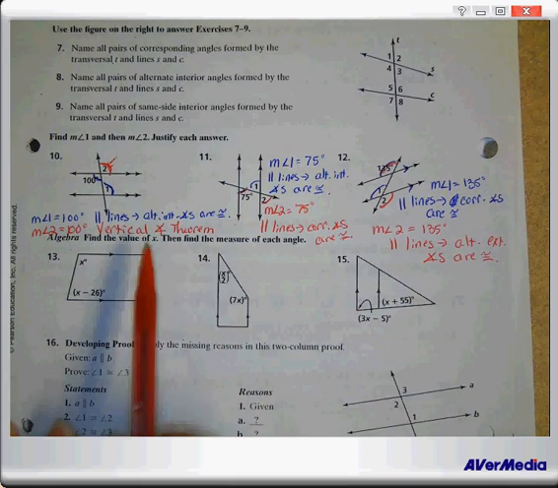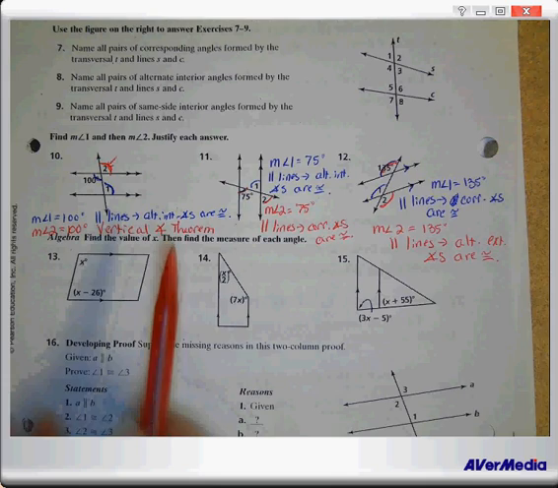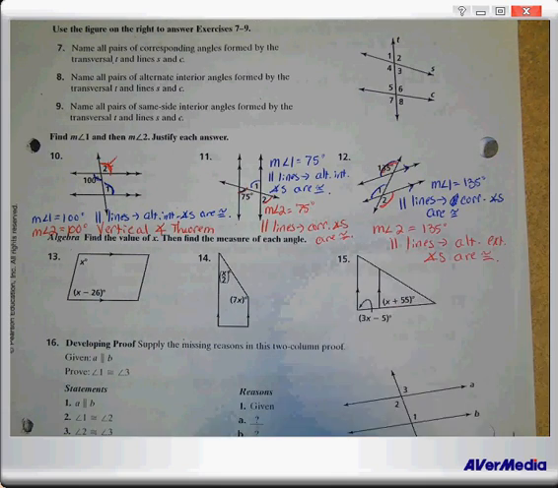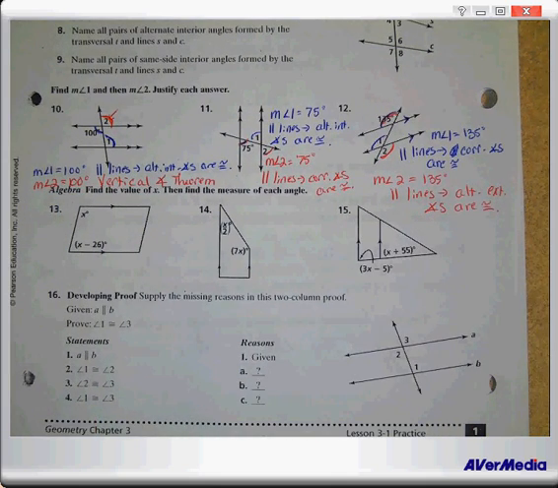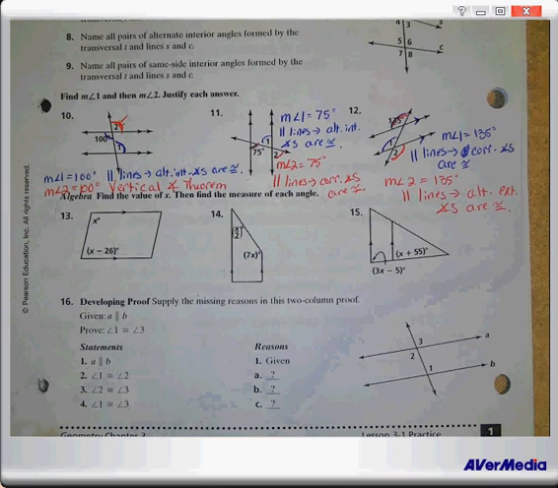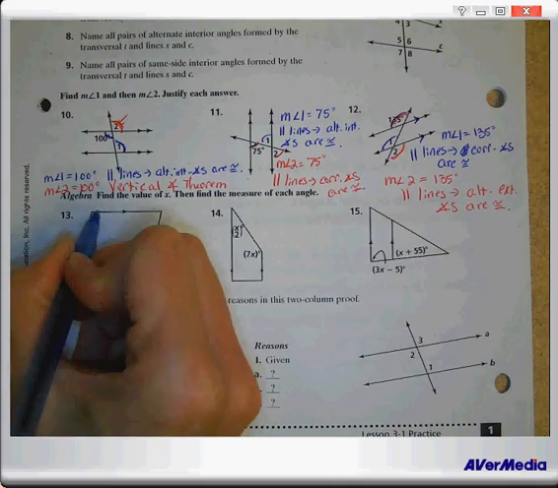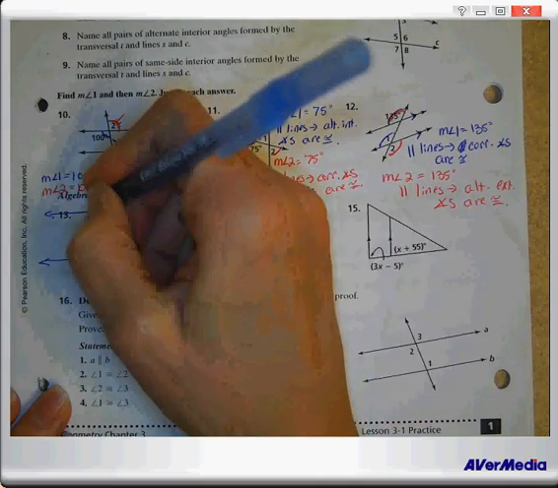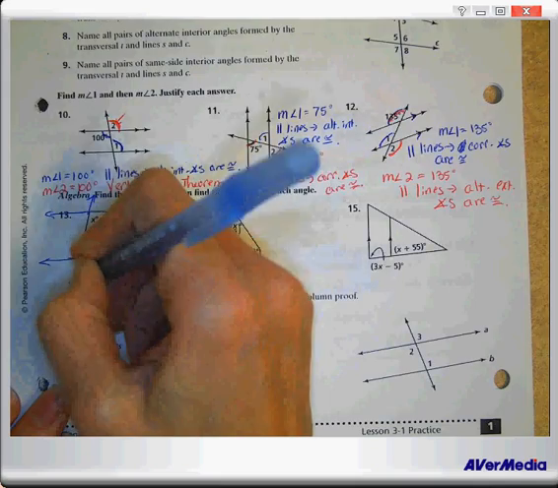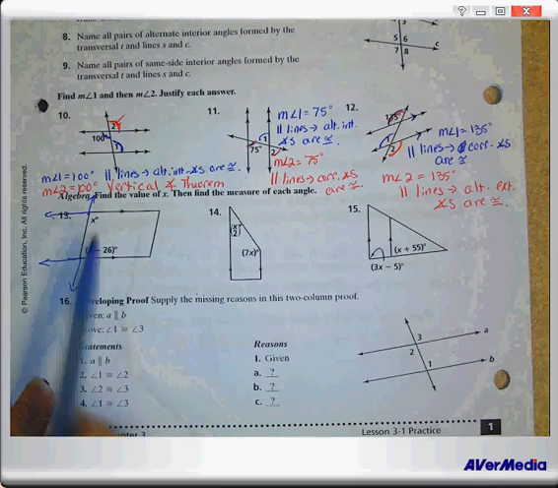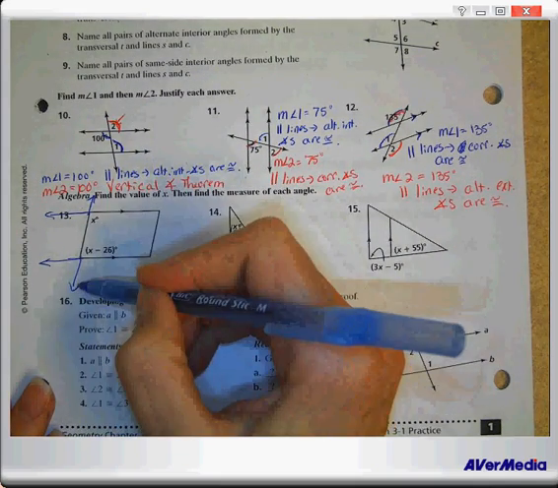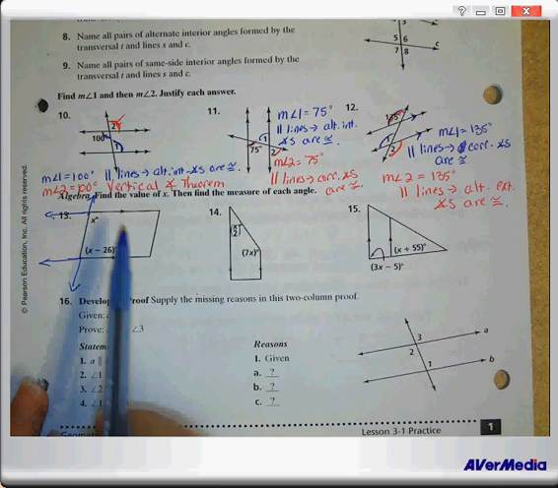Now, on 13, 14, and 15, you are asked to find the missing variables. We have to use the fact of what we know about parallel lines in order to do this. So here's my rule. If you don't see it, change the diagram. So like here on the first one, here's my parallel lines. I'm going to extend them. Notice when I do that, all of a sudden I have my two parallel lines and a transversal. Well, if that's the parallel lines and transversal, what type of angles are those two angles? That's right, same side interior angles.